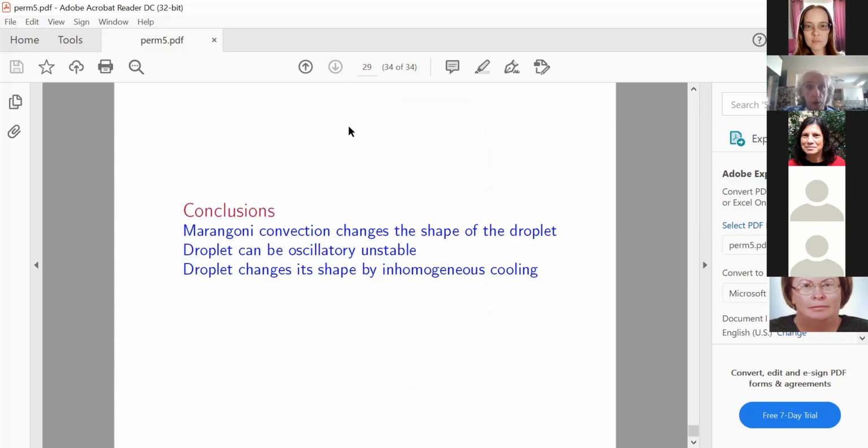Okay, so these are my conclusions. We have seen the changes of the shape of the droplet due to the Marangoni convection. And we have seen that the droplet can be unstable, actually monotonically or oscillatory, and also quite predictable motion in the case of inhomogeneous heating.